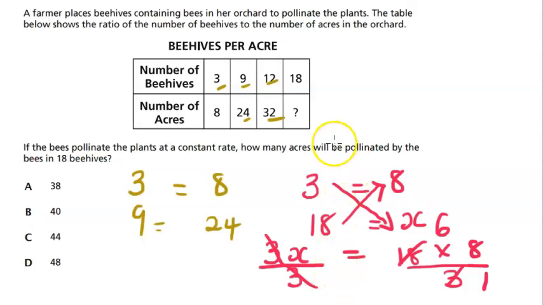Such that the number of acres to be pollinated by 18 beehives will be 6 times 8. And that gives us what? 48. That's the right answer. So this farmer will only be able to pollinate 48 acres of land using 18 beehives.